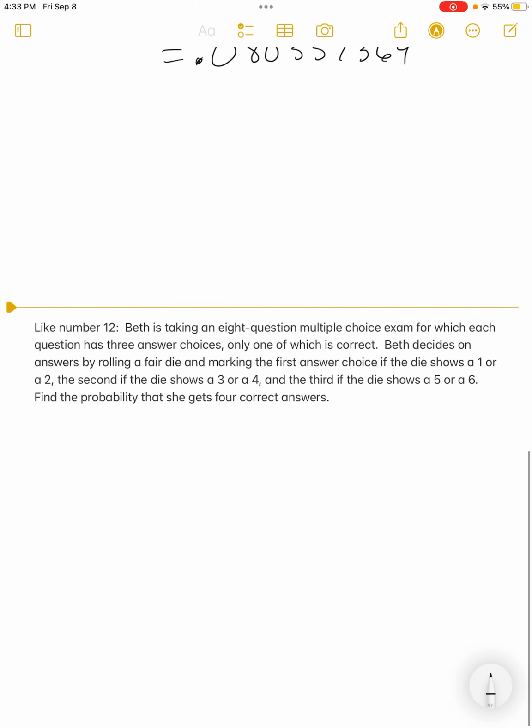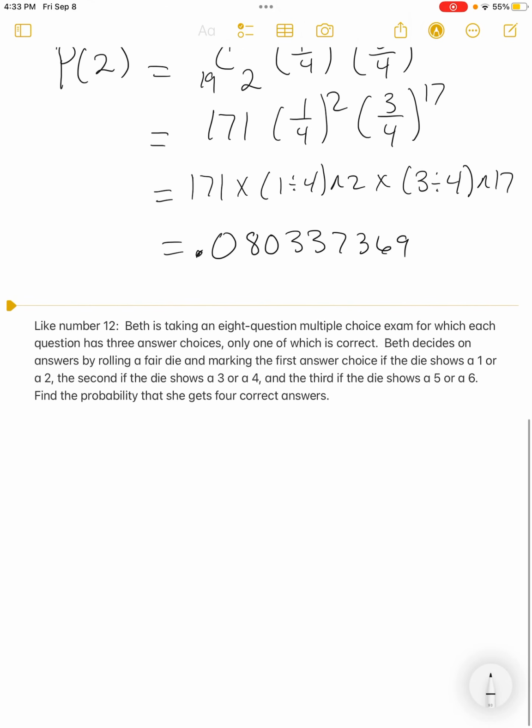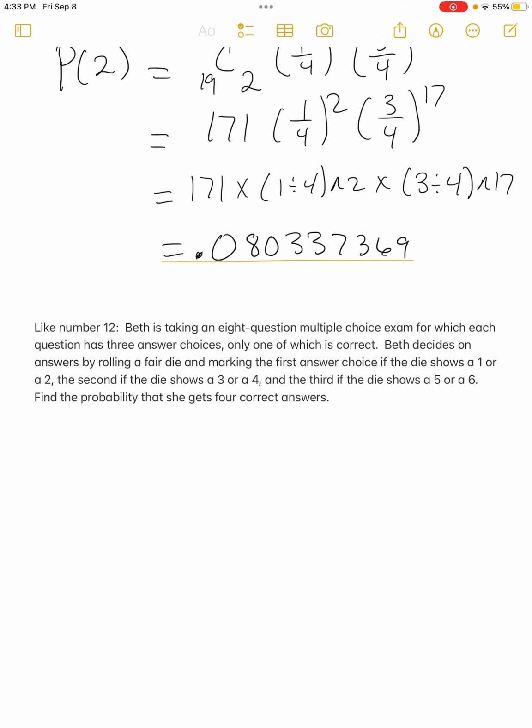The last example that was asked for is this number 12. And so number 12 is down here. Beth is taking an 8-question multiple choice exam where each question has 3 answer choices, only one of which is correct. Beth decides on answers by rolling a fair die and marking the first answer if it shows a 1 or a 2, the second if it shows a 3 and a 4, and the third if the die shows a 5 and a 6. Find the probability that she gets 4 correct answers.